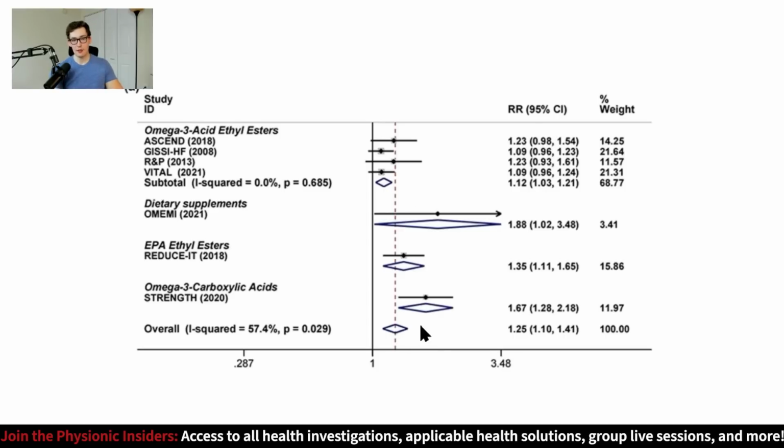Omega-3s did increase the risk of atrial fibrillation. If you're not familiar with what atrial fibrillation is, it's a type of arrhythmia, or a type of incorrect rhythm of your heart. We'll just call it that. However, what's interesting is that just because you have atrial fibrillation, what we're also interested in is what's the end outcome?